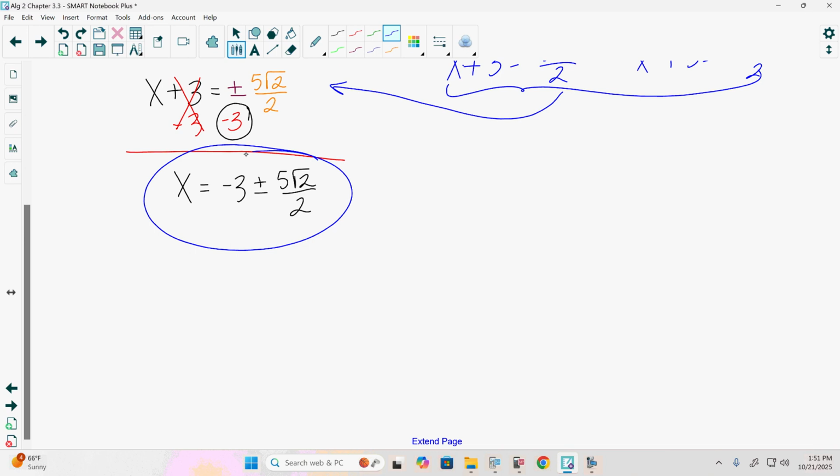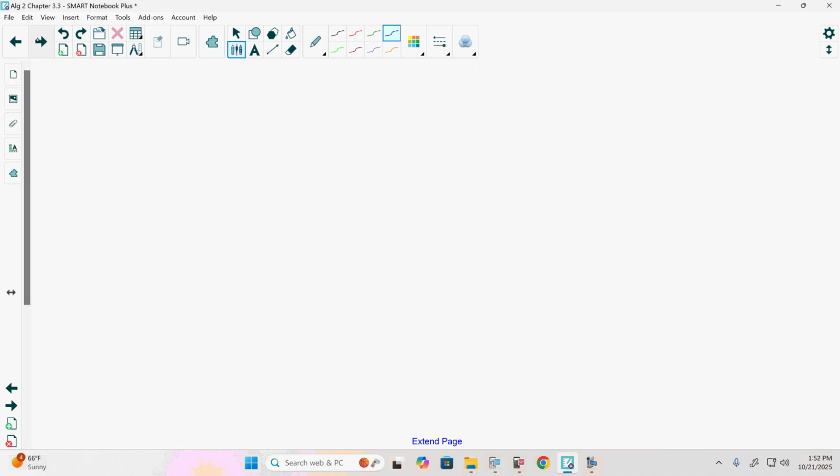Questions on this here? Questions on anything we've done so far? Let's look at the next one. 2/3 x squared plus 14 equals 20.